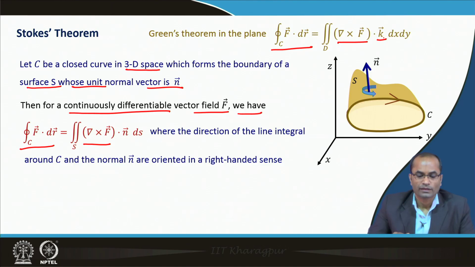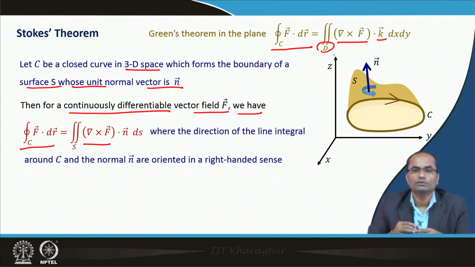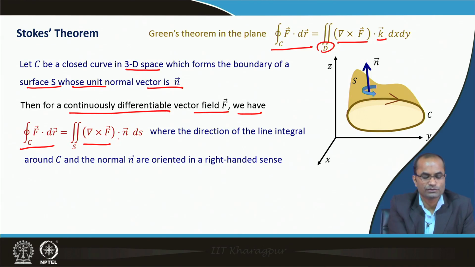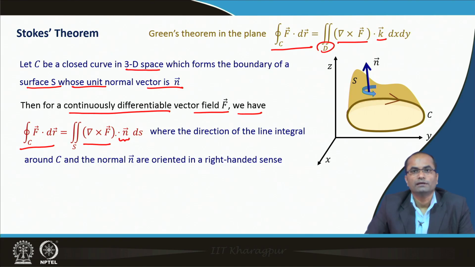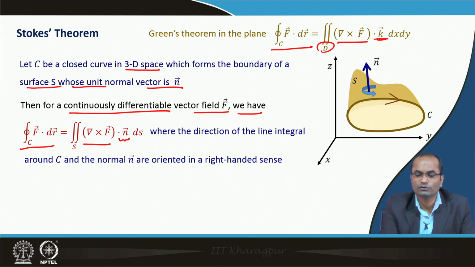So, we have the curve and we have this region D in the xy plane. Basically, this k was the normal to the region D. Now we have the same situation. Instead of that k, we now have n, a unit normal to the surface. It was earlier also the unit normal to the surface, but the surface was in the plane xy, so the unit normal was just k. Now we are talking about a general surface, so its normal we have denoted here by n.